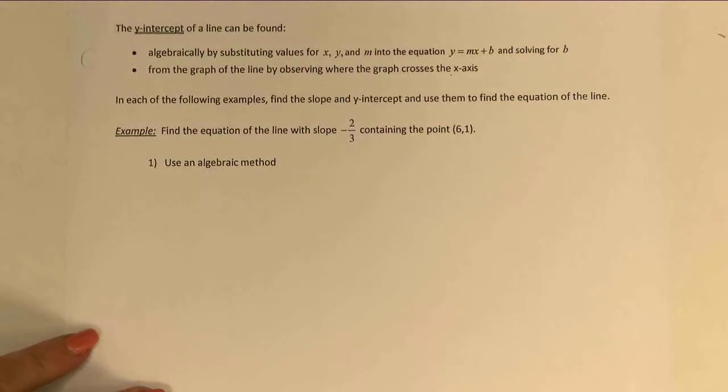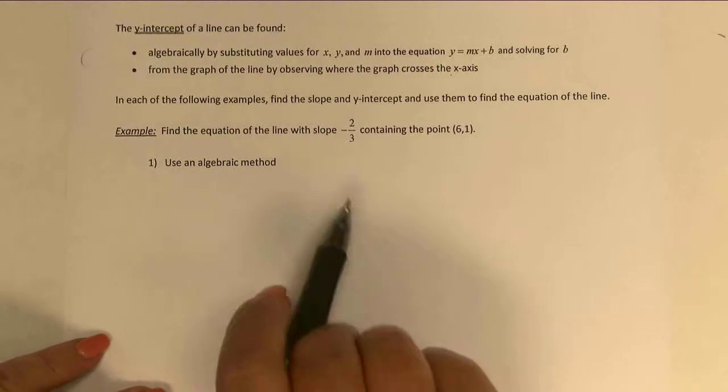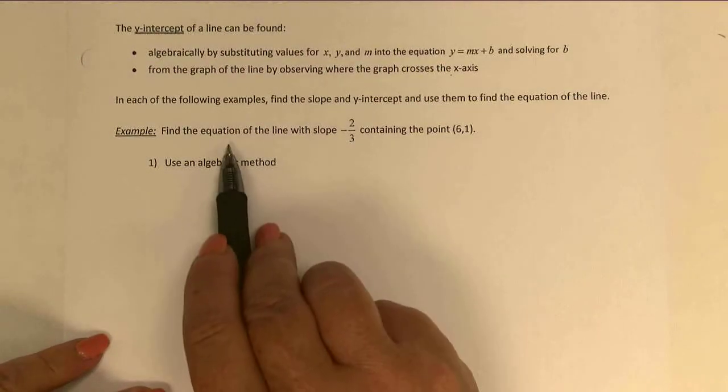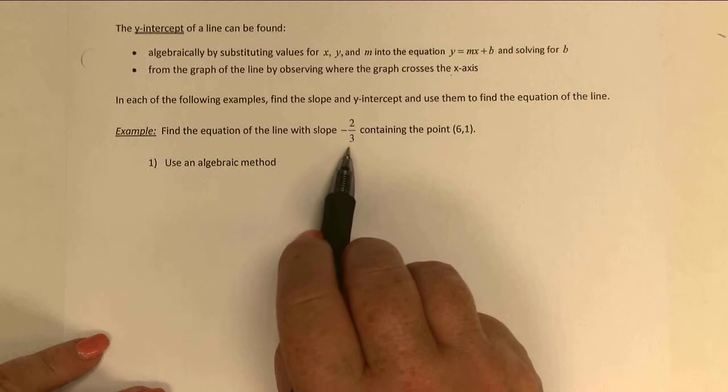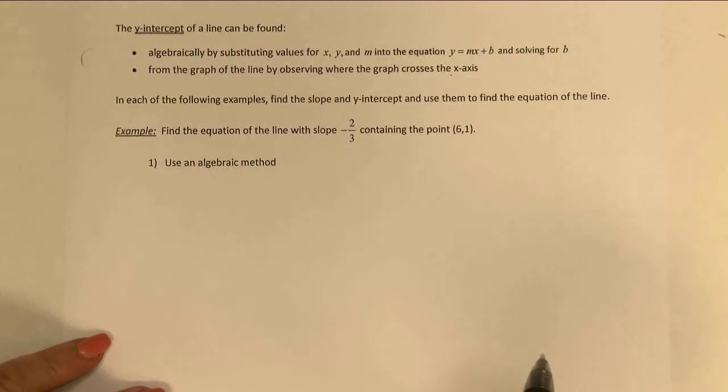Just like we saw that the slope can be found either algebraically from the formula or by using a graph, we can also find the y-intercept of a line either algebraically or by using a graph. In our first example, we're going to find it both ways. We're looking for the equation of a line that has a slope of negative 2/3 and a point 6, 1.